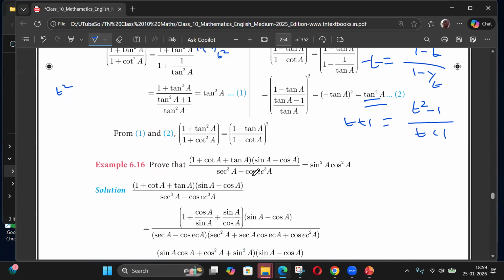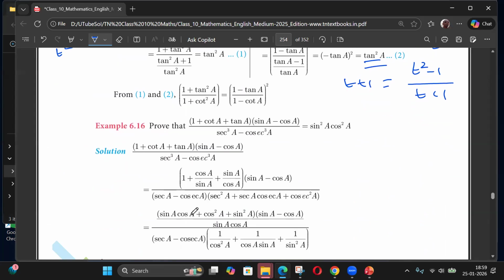So once you see this one, obviously you should know it's a cube minus b cube. So secant cube minus cos cube, with a second degree polynomial in this one. Okay, so that's what they have done here. A cube minus b cube is a minus b, and then second order polynomial.